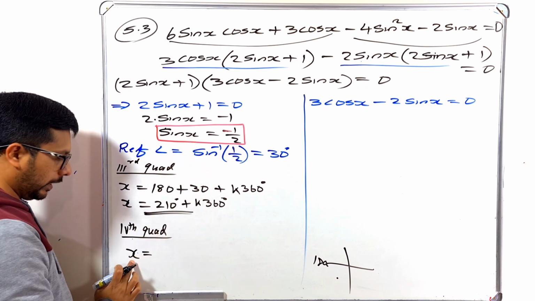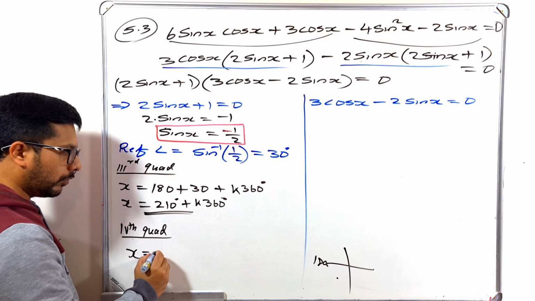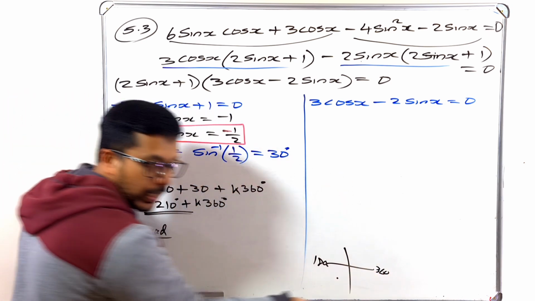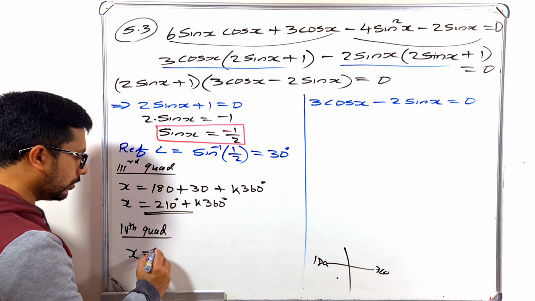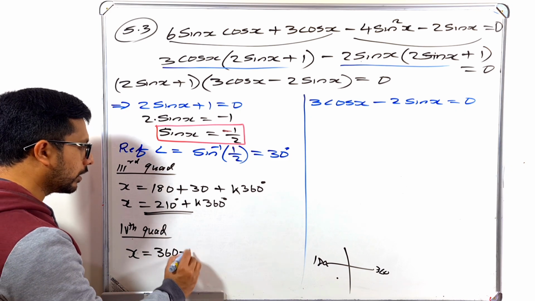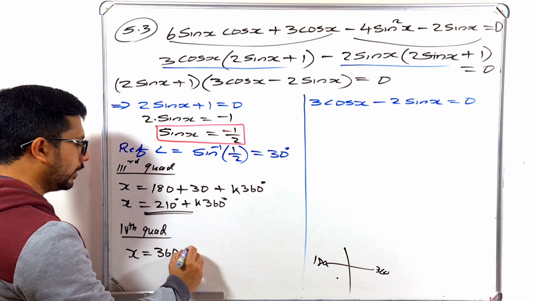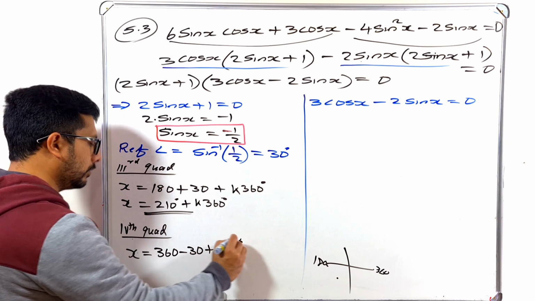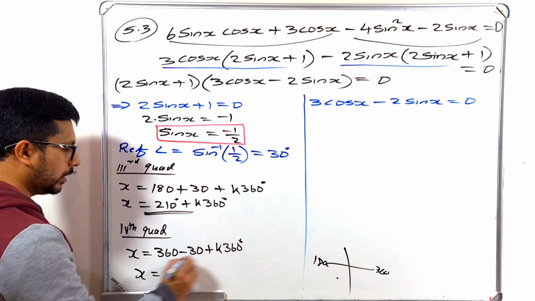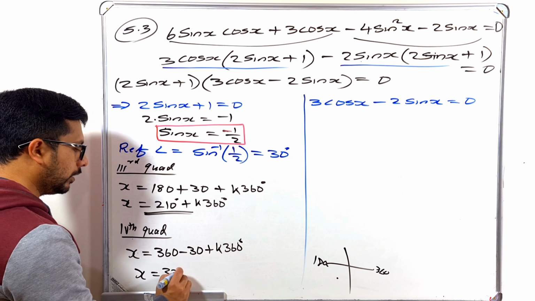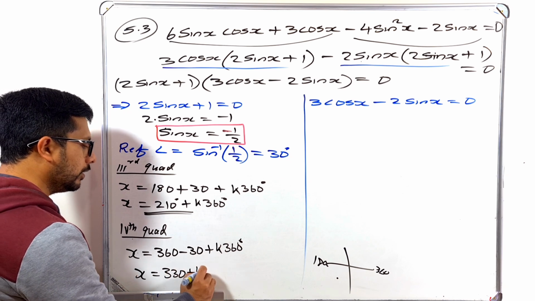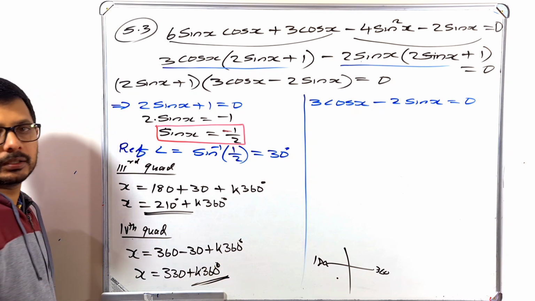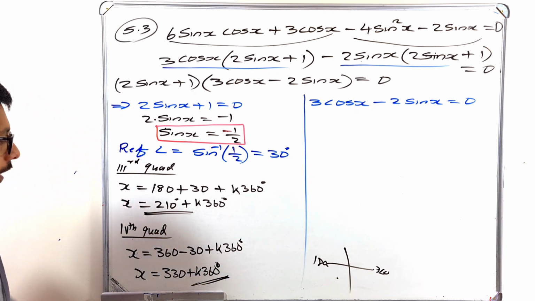Here the angle x is equal to, in the fourth quadrant, 360 minus the reference angle, am I right? Reference angle is 30 plus k 360. So x is equal to 360 minus 30, which is 330 plus k 360. So that is the second general solution.